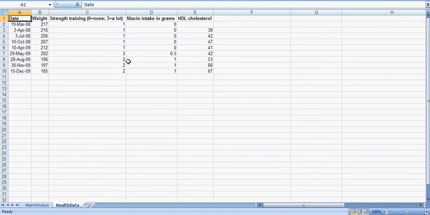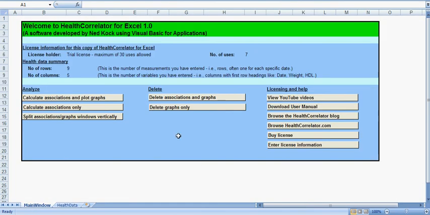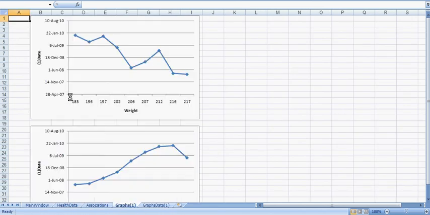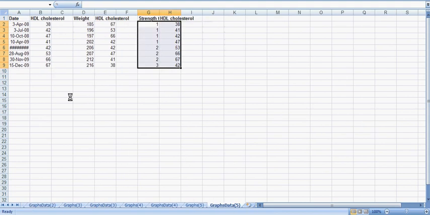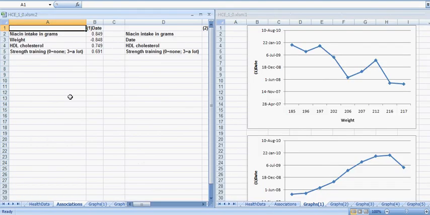Okay, so let's see how we can manage my dependent variable here, HDL cholesterol, based on these independent variables. Note that I have data that I collected for each one of those variables on rows 2 to 10. So I have 8 data points. So I will go to calculate associations and plot graphs, and I will calculate them, and I'll get my two main outputs, which are the window on the left with the associations and the window on the right, which are the graphs.